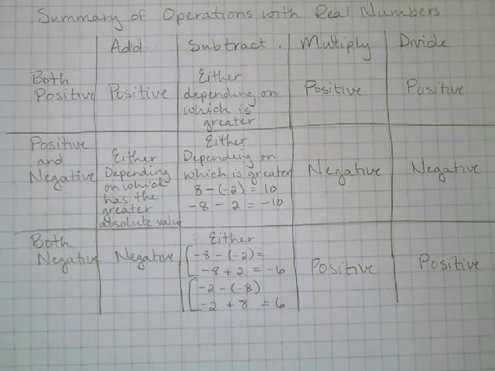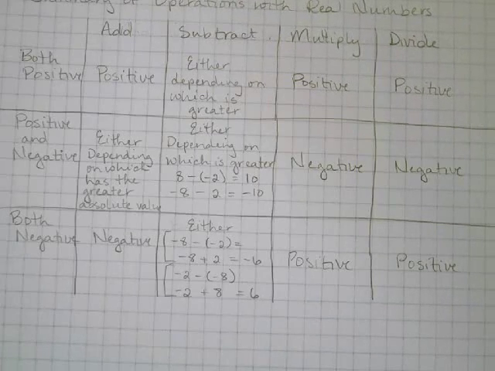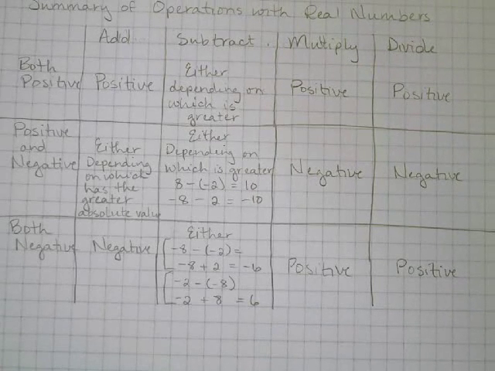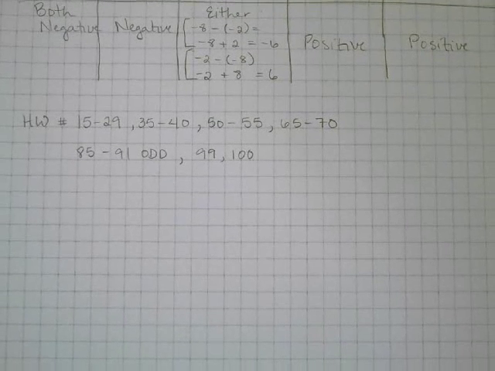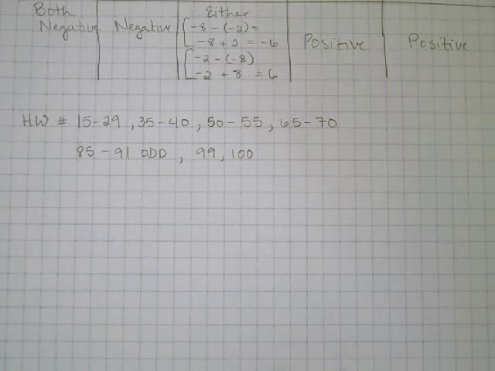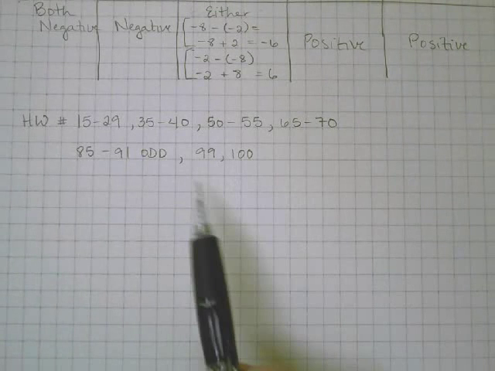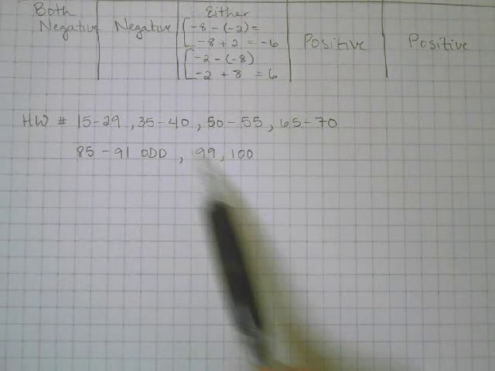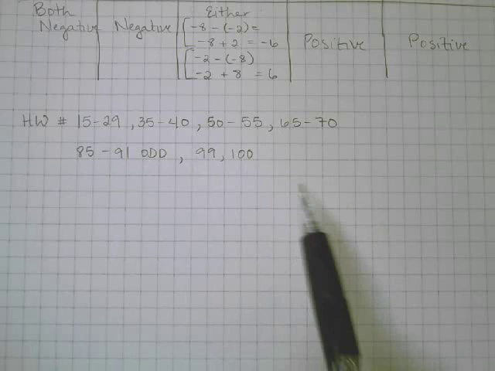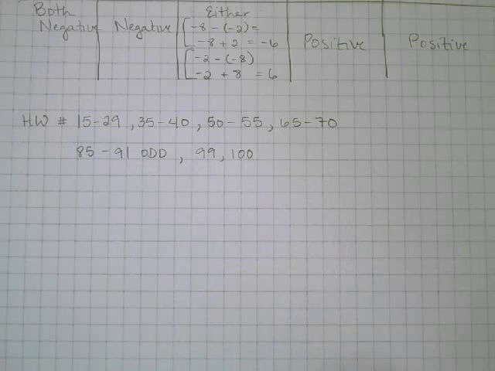So that's it for section 1.7. So I need to assign you your homework. Hang on just a moment. Okay, so your homework is numbers 15 through 29, 35 through 40, 50 through 55, 65 to 70, and then 85 to 91 odd, and 99 and 100. This might seem like a lot, but on a lot of these you're simply doing a one-step thing, so don't panic about it. So I'll show you the book here.